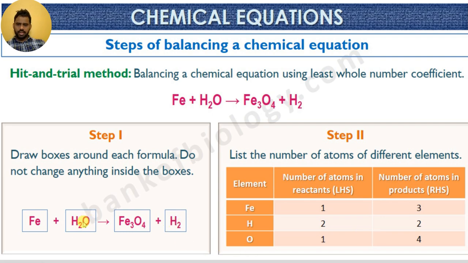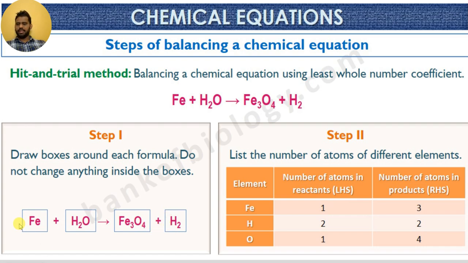For oxygen, I have 1 in the LHS, and I have 4 in the product. What I can do is add a 4 in front of H2O. The oxygen atoms get balanced. Now the issue is that hydrogen also becomes 8, since 4 twos are 8 hydrogen. So I need to add a 4 here as well.